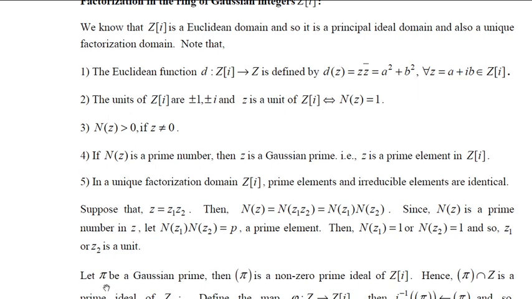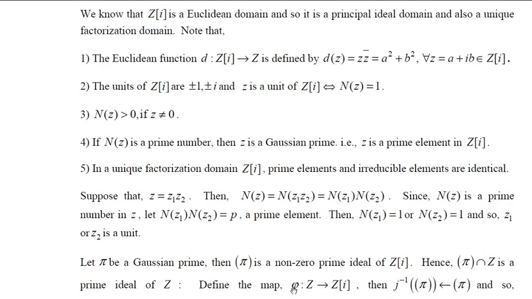Now, let us consider pi a Gaussian prime. We have proved a result: an element is a prime element if and only if the principal ideal generated by that element is a prime ideal of Z of i. And pi is a Gaussian prime, hence it is non-zero and non-unit. Therefore, the principal ideal generated by pi is a non-zero prime ideal of Z of i.